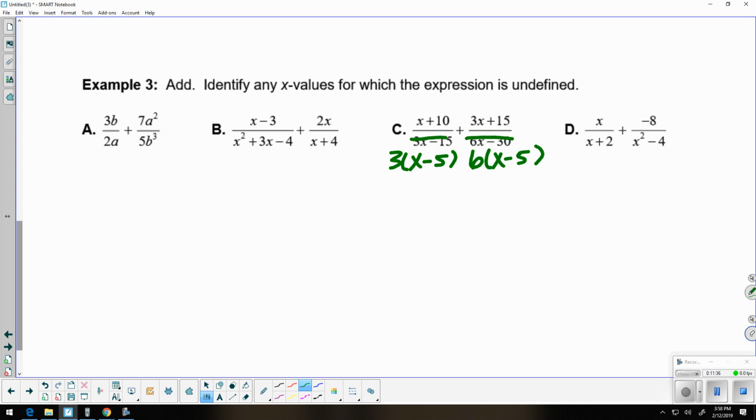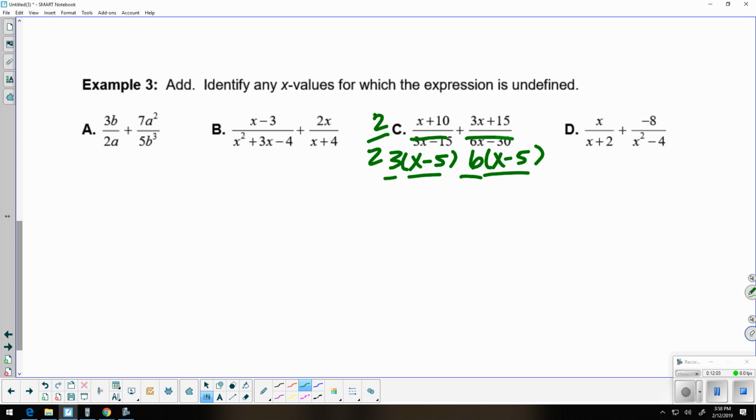Okay, so looking at my denominators again, they already have x minus 5s in common. They both have x minus 5. But the GCF in the front, you have a 3 in the first fraction and a 6 in the other one. If you think about it, you can make a 3 into a 6. I can make a 3 into a 6 by multiplying this first one by 2. Okay, so that's my game plan. I'm getting my common denominator. I'm going to multiply that first one through by 2.